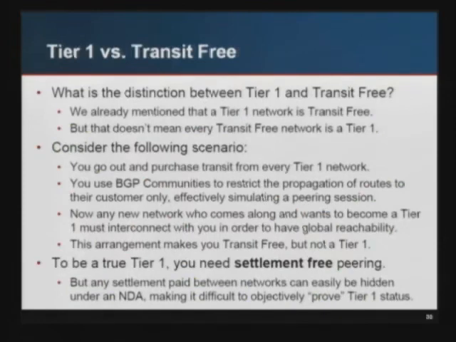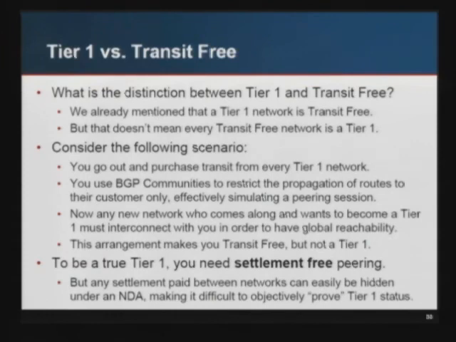So you get to a point where there's a distinction between Tier 1 and transit-free. We already talked about a Tier 1 network being transit-free, but that doesn't mean a transit-free network is a Tier 1. So imagine the following scenario. Say that you go out and buy transit from every Tier 1. There's not that many of them. You call them up, you buy transit, and you announce your routes, and you tag them with a BGP community that says only export to your customers. You're simulating a peering relationship. It's not a settlement-free peering relationship, but you're simulating route propagation of a peering relationship. At that point, you can be transit-free.